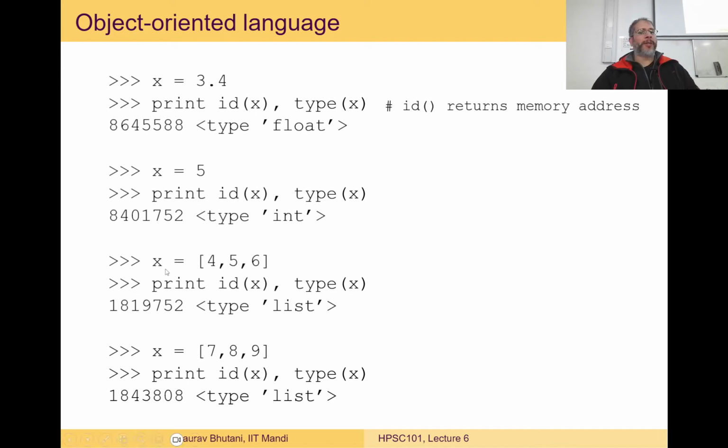Again, if I make x equal to a list 4, 5, 6, and we say id of x and type of x, now you can see that the memory location again has changed, because you have created a new object and the type is now also different. Right. So if I keep doing this again and again, every time I do it, a new object gets created. Is that clear? Any questions?